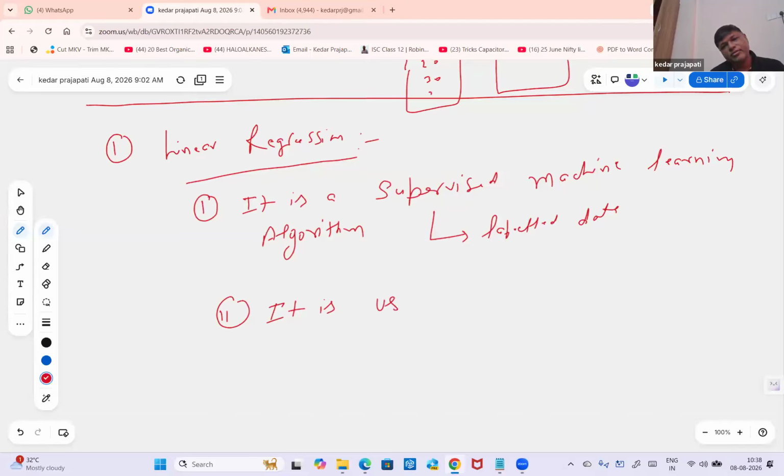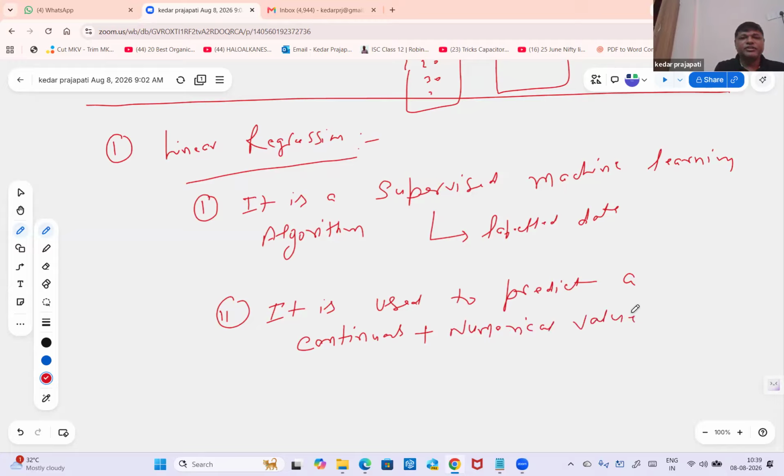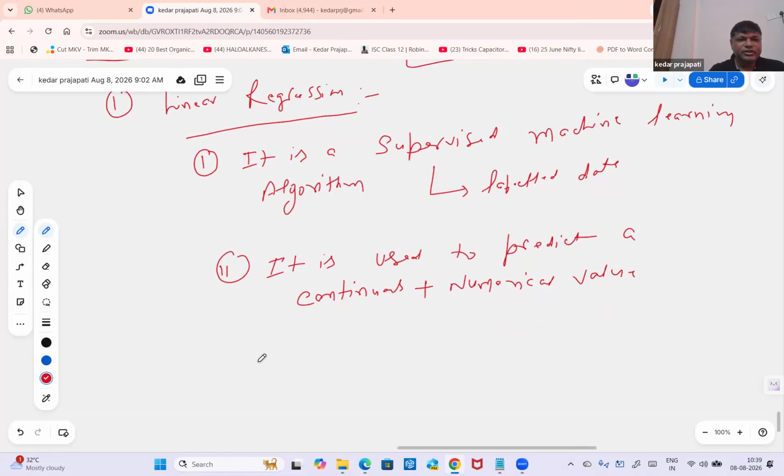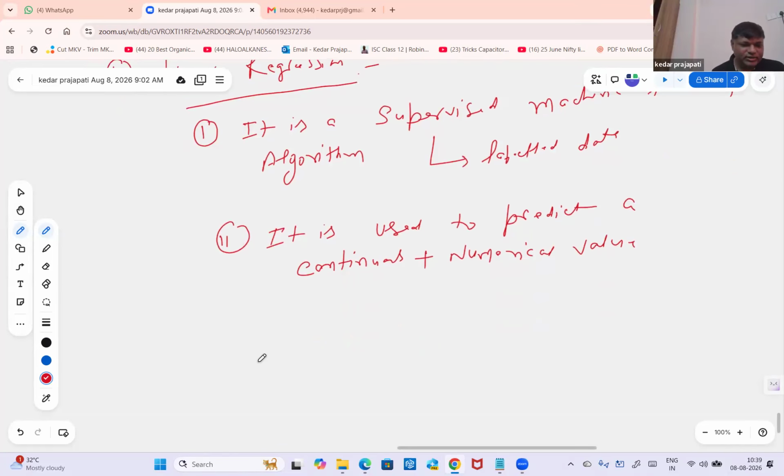It is used to predict a continuous and numerical value. It won't predict a string. It won't predict true and false statements, 0 and 1. So these are very important things for linear regression.